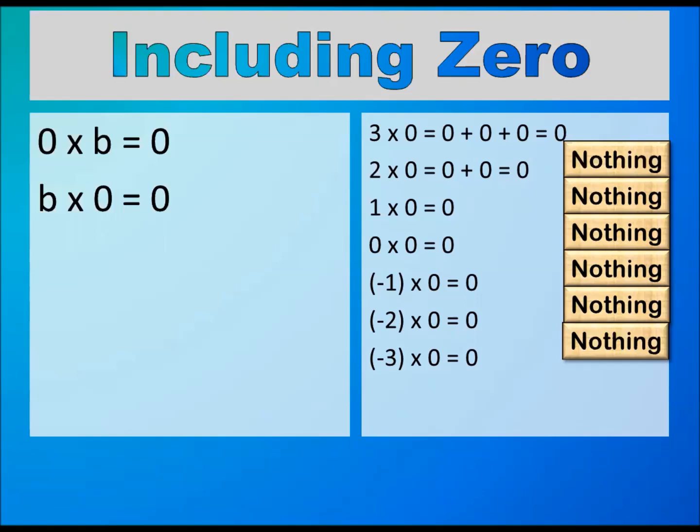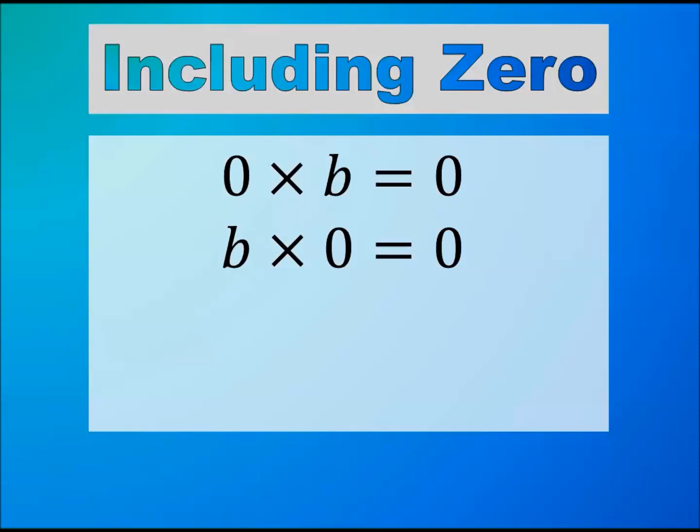Additionally, for numbers that are not integers, you can think of them as being between integers. For example, if I have 2.5 times 0, that should be between 3 times 0 and 2 times 0. So it is between 0 and 0, so it must be 0 itself. So b times 0 is equal to 0.